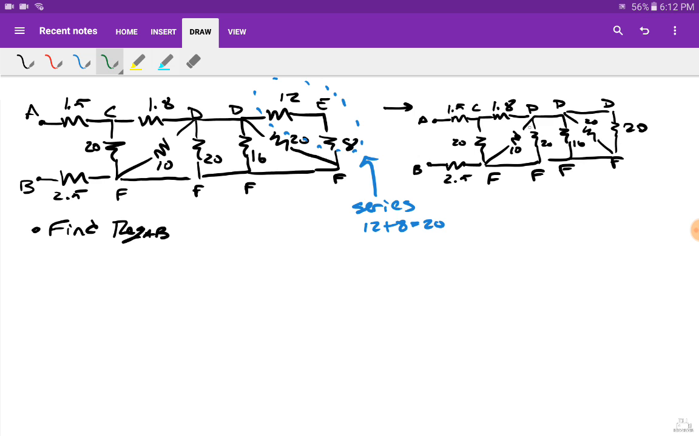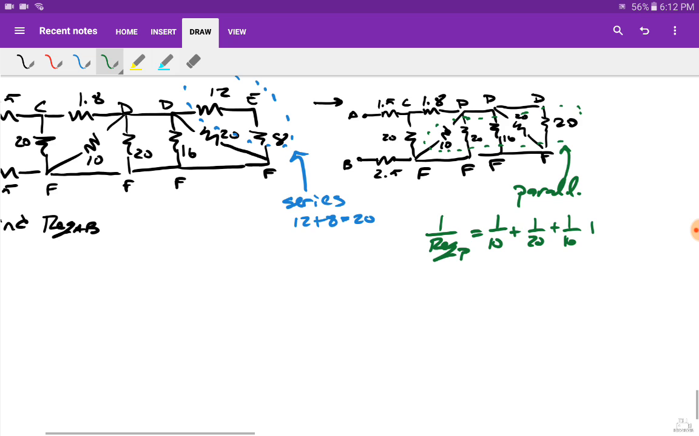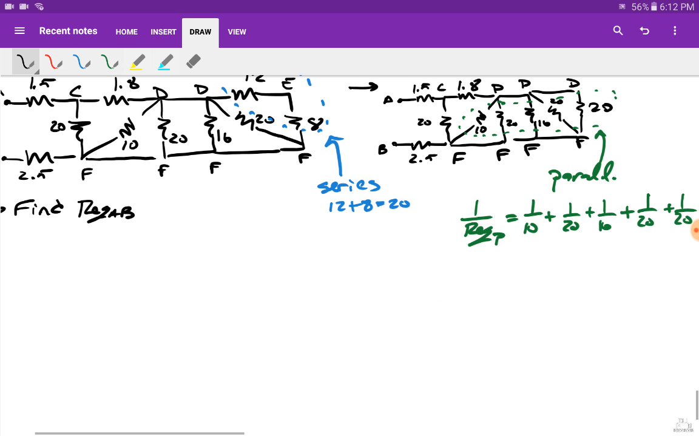green. There we go. All of these right here are actually in parallel. And then for those of you who are good with it, you could just say 1 over the equivalent resistance in parallel equals 1 over 10 plus 1 over 20 plus 1 over 16, plus 1 over 20 plus 1 over 20, and then solve that for REQ, the parallel block, all right?